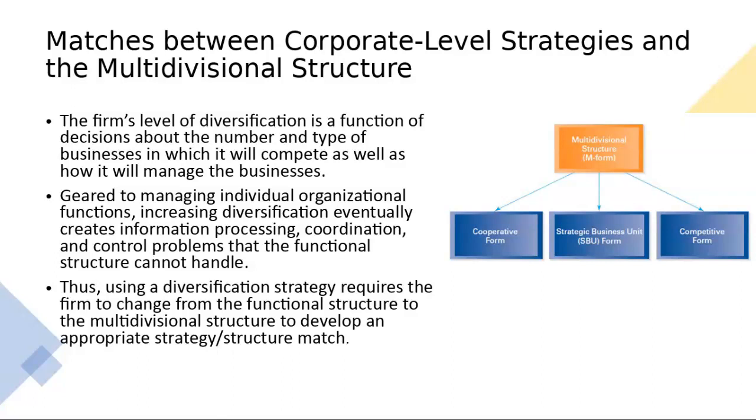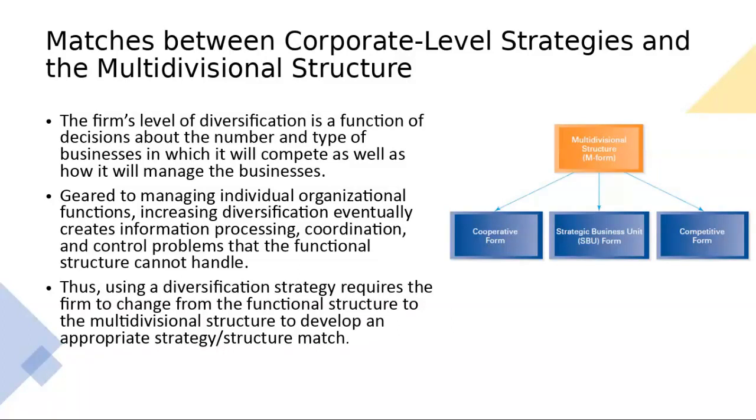Anyway, matches between corporate level strategies and now the multi-divisional structure. The firm's level of diversification is a function of decisions about the number and type of businesses in which it will compete, as well as how it will manage the business. Geared to managing individual and organizational functions, increasing diversification eventually creates information processing, coordination, and control problems that the functional structure cannot handle. And what that is saying is that you have the different companies.